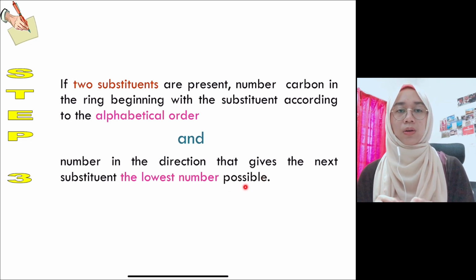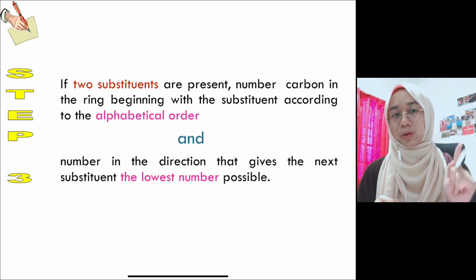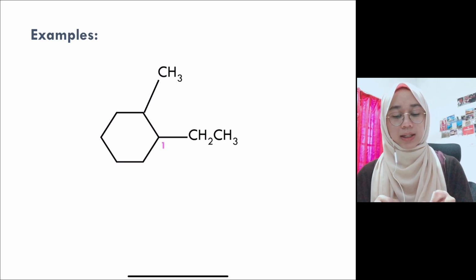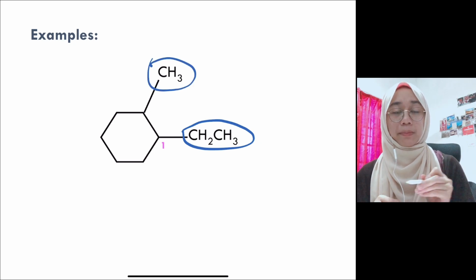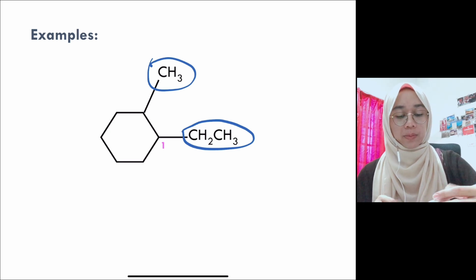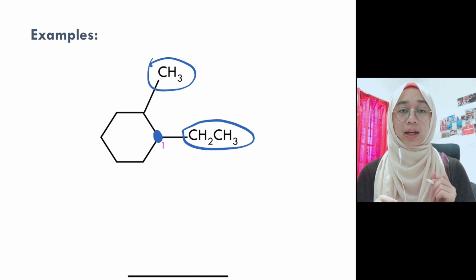Okay, so kalau kita tengok alphabetical order, yang dulu itu nombor 1, tapi make sure that the next substituent you will give it the lowest possible number. So for example, this one here. Since this is ethyl, E, and this one is methyl, M, therefore carbon nombor 1 adalah dekat kita punya yang attach dengan ethyl ni.